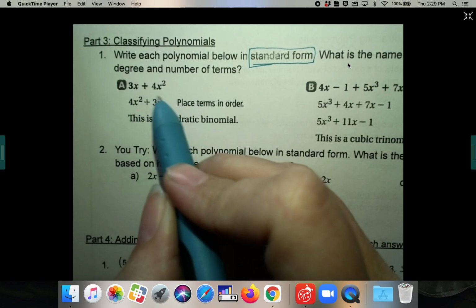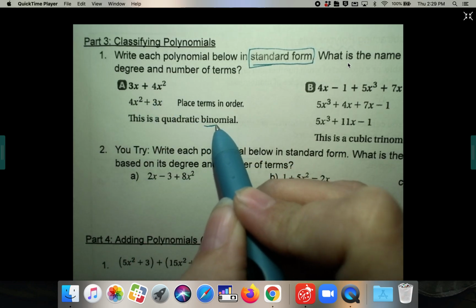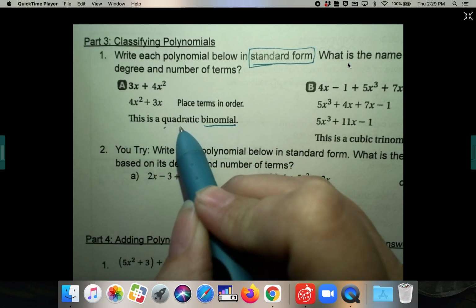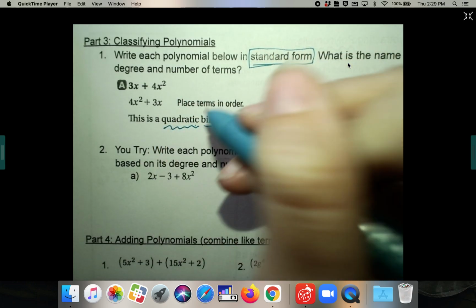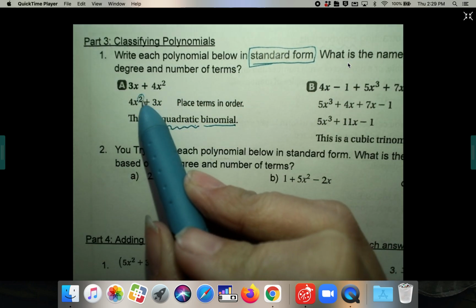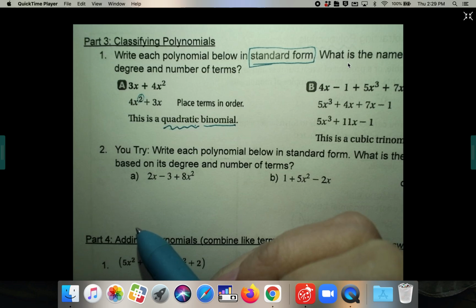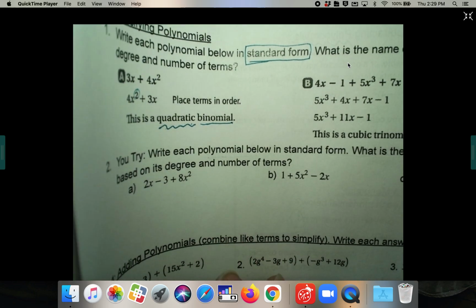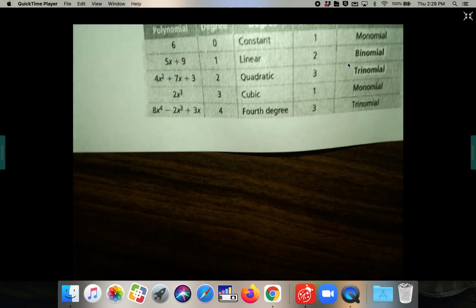It is a binomial because there are two parts, and it's called quadratic because the exponent that names its degree is a 2. And if you forget that, we're going to repeat it a lot. That's not a big deal. But also, you've got this chart down here.